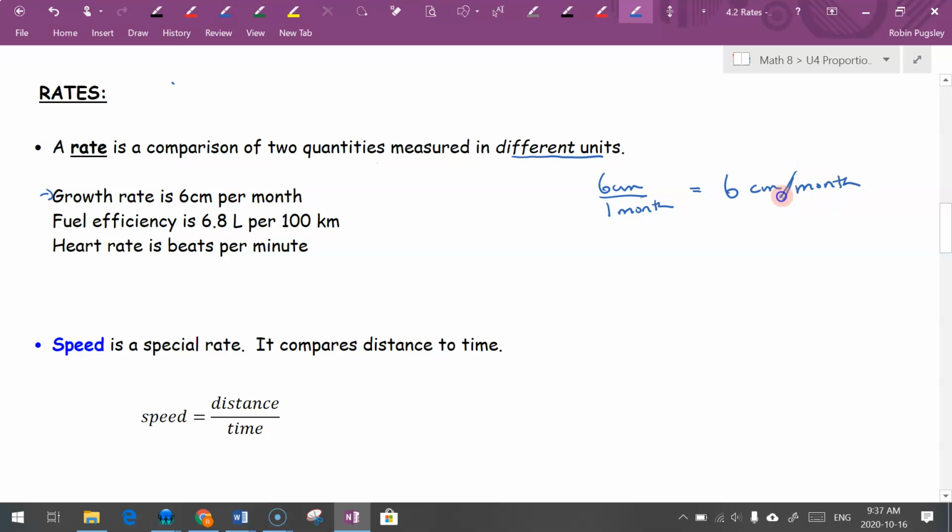Whenever we have the "per" or the little line like that, it means per one thing, right? If there's no number there. So this is a rate. We need both units because they cannot cancel out.